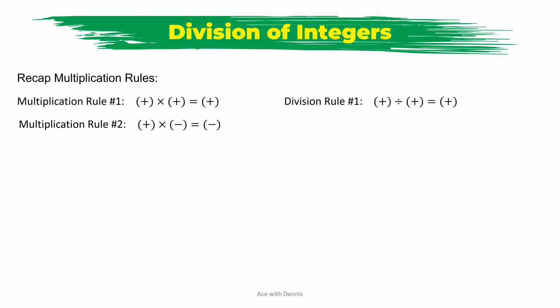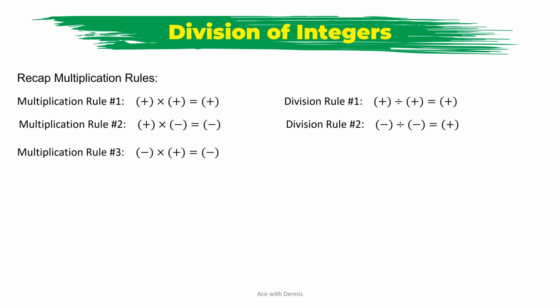Multiplication rule number 2. A positive number times a negative number will give us a negative number. Therefore, for division rule number 2, a negative number divided by a negative number will give us a positive number.